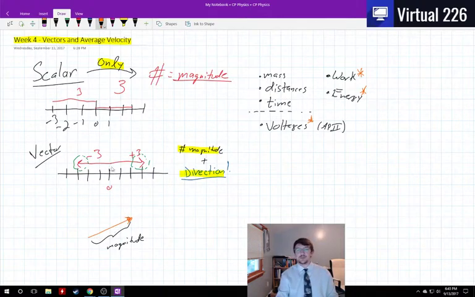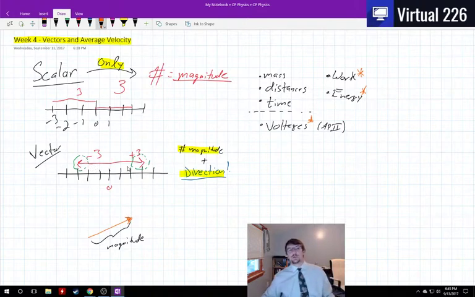It has a magnitude, some length, some size to it, and it has a direction. So keep that in mind as we're playing with vectors. We will do a whole lot more with them, but in general, they have a magnitude and a direction.